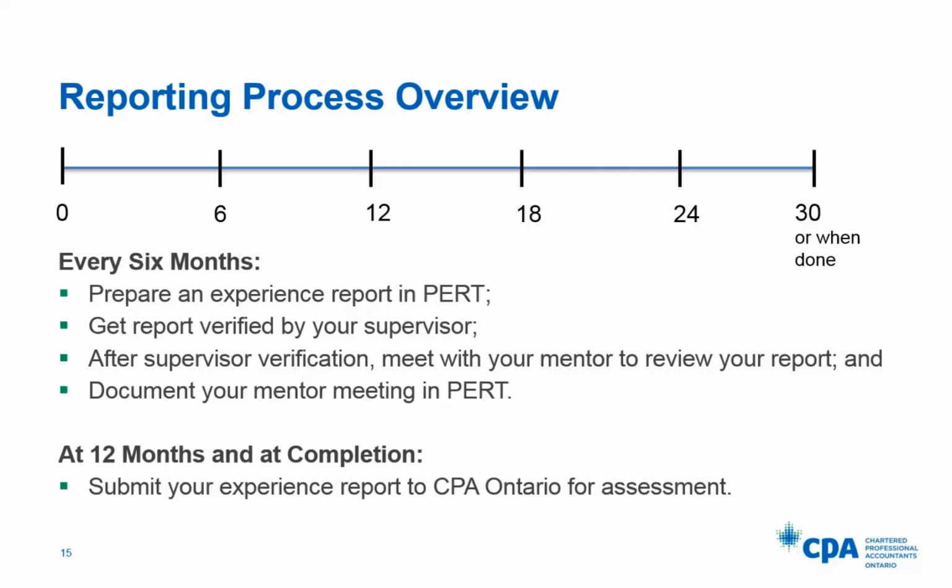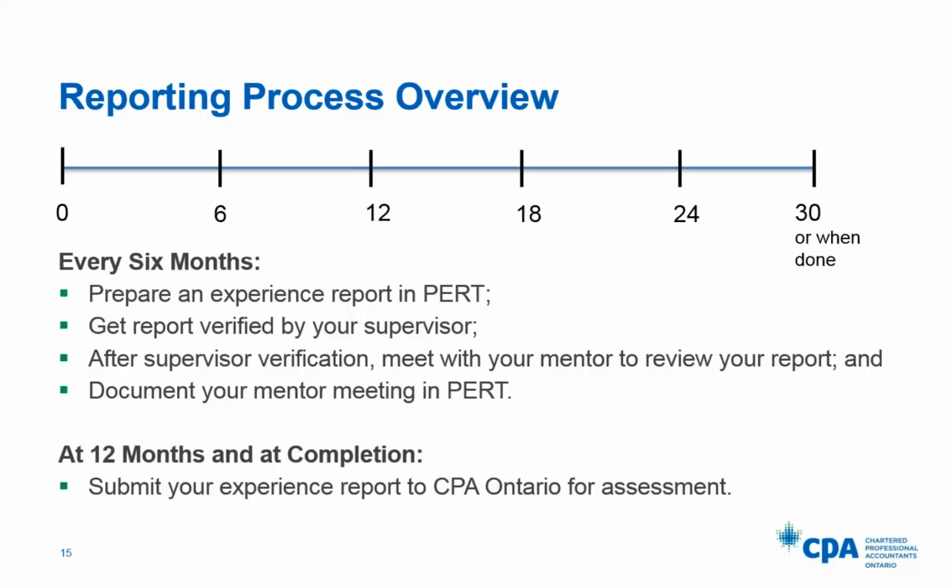And after you've done that, after the supervisor has actually verified, then you'd meet with your mentor at that time and discuss your progress. Where are you on track? Where are you not on track? If you're not on track on something, what are some of the action plans that you can put together to make sure that you get back on track. And then make sure you do remember after you meet with your mentor that you document those meetings in PERT. That's the other thing that we look at.